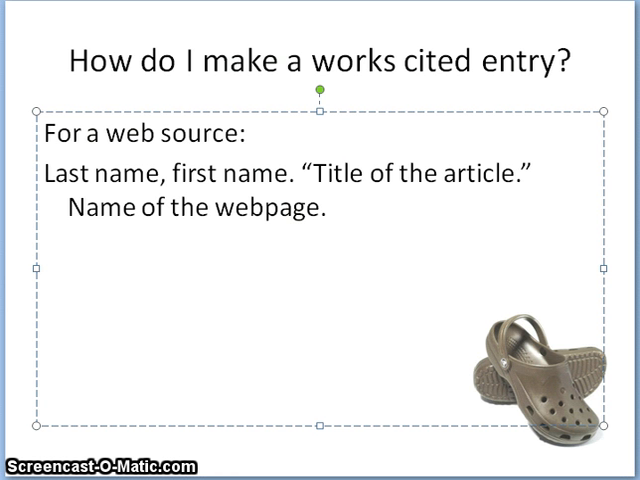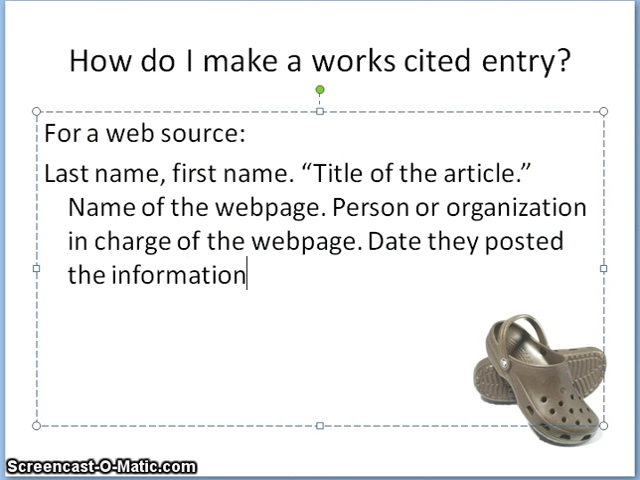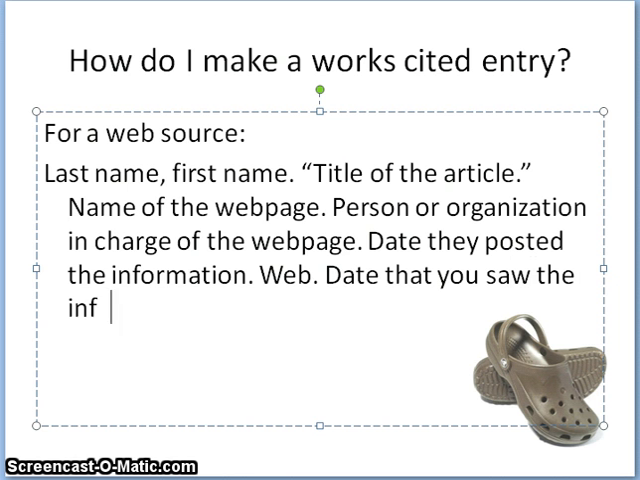You'll also sometimes find an organization or a person in charge of it. If you can, you need to put down that name as well. Sometimes that's a university, sometimes that's the government, but if you can find that information, it's really helpful to have. Next, you need to put the date they posted the information. You cannot always find this, but if you can find the date, then that can help us to know how current this is. You need to put the word web, and finally, the date that you saw the information.